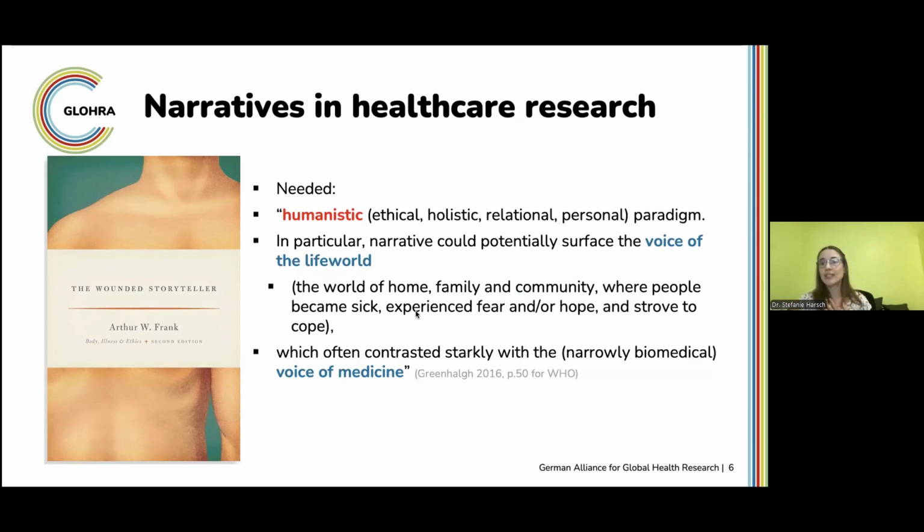Overall, they concluded that it's needed to have a more humanistic, ethical, holistic, relational, and personal paradigm that allows to surface the voice of the life world, which is then further described as the world at home, family, community, where people become sick, experience fear and hope, and strive to cope, which often contrasts starkly with the narrowly biomedical voice of medicine. Very strong words, but they show who dominates the discussion on cancer patients.